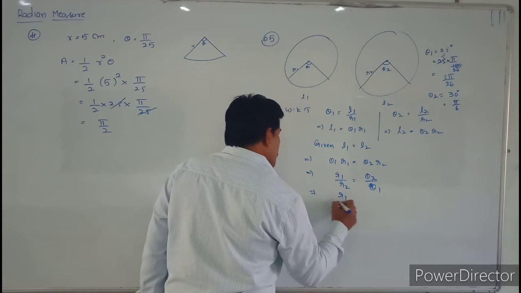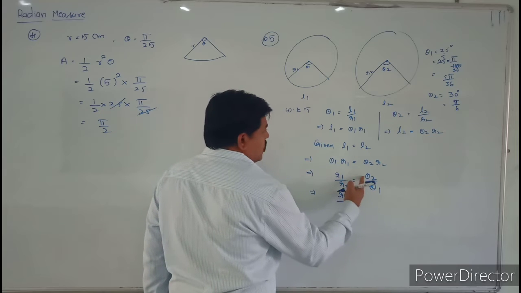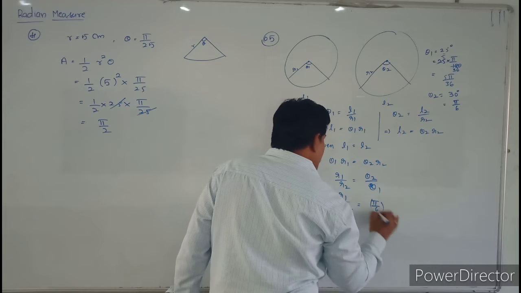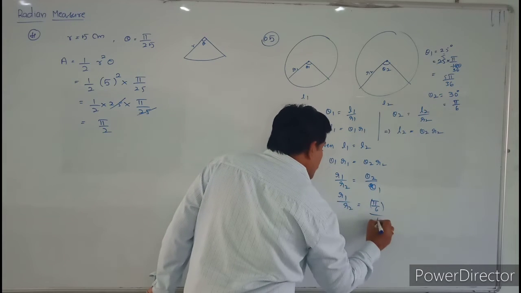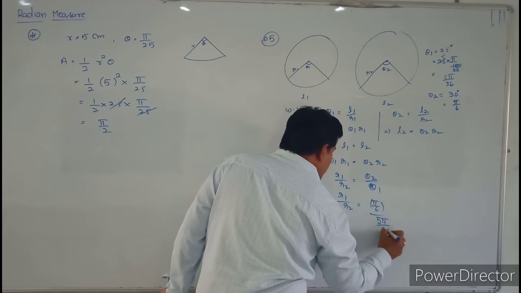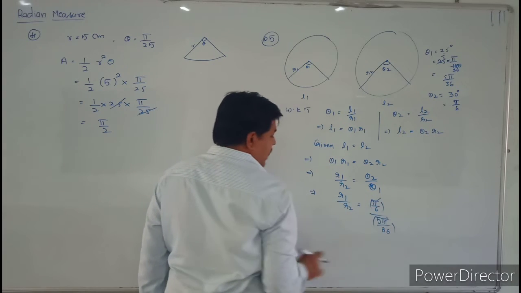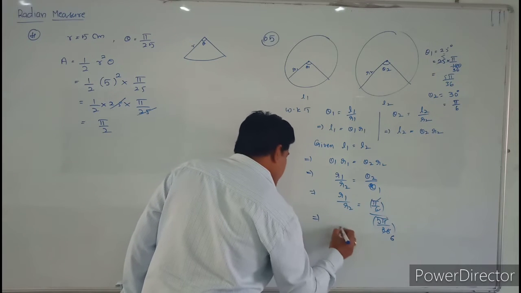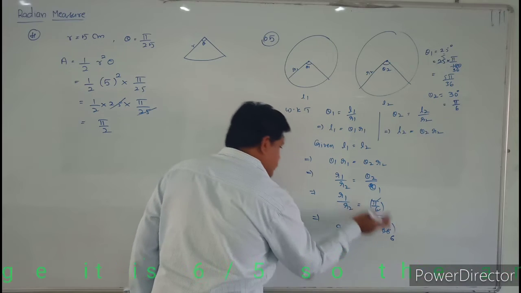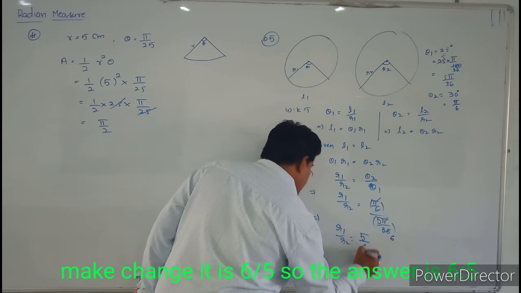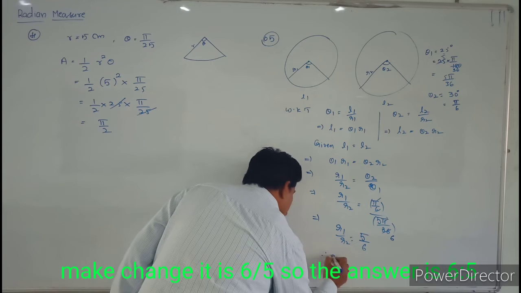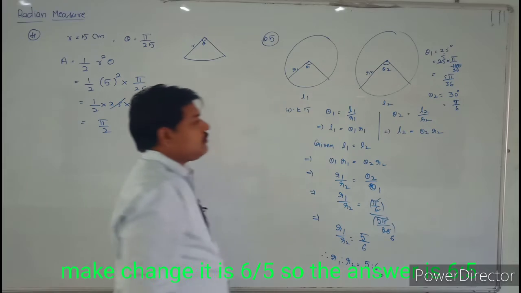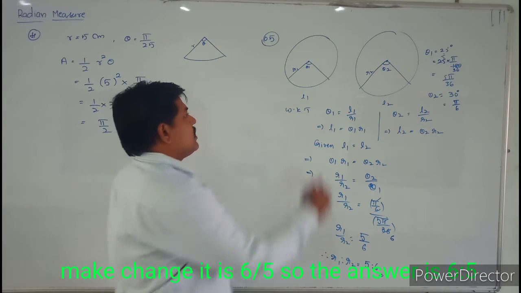So R1 by R2 is equal to theta 2 value, which is pi by 6, divided by theta 1 value, which is 5 pi by 36. Pi will be cancelled, and 6 will be cancelled six times here. Taking the 6 to the numerator, it becomes 5 by 6. Therefore the ratio R1 to R2 is 5 to 6.